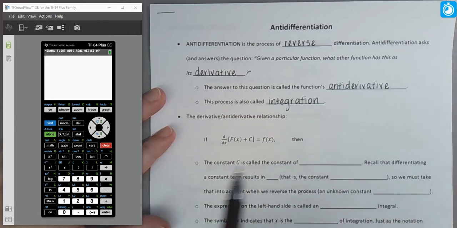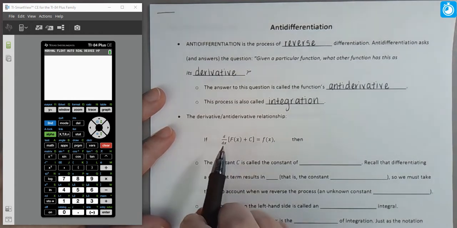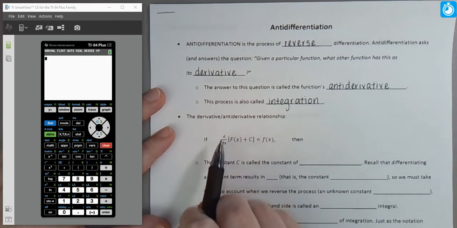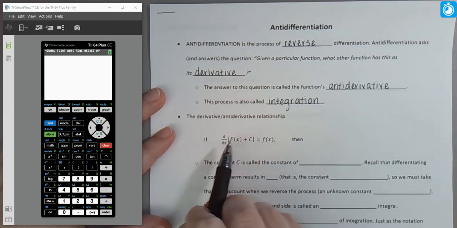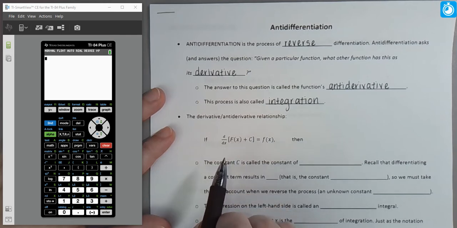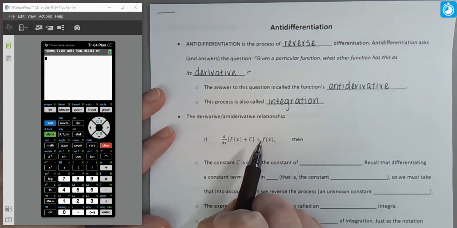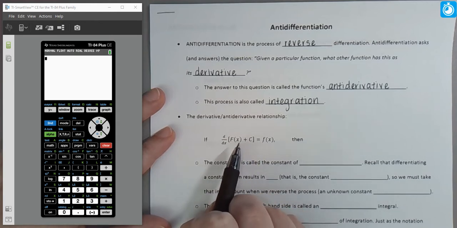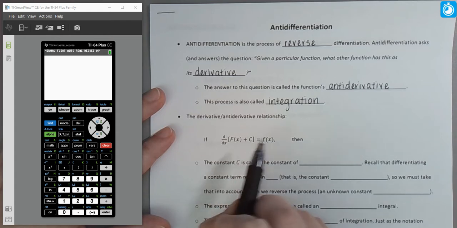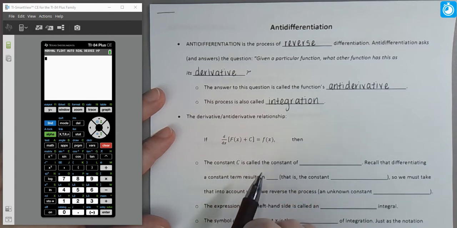So here's a more specific representation of how a derivative and an antiderivative are related. We're familiar with this kind of notation. We're taking the derivative with respect to x of some function of x, what we're calling capital F of x, and potentially a constant added on. And when we take the derivative with respect to x of this function and this additional constant, we end up with another function f of x, in this case a lowercase f.